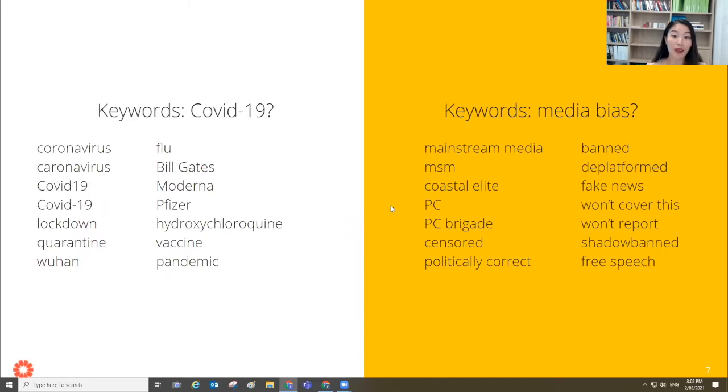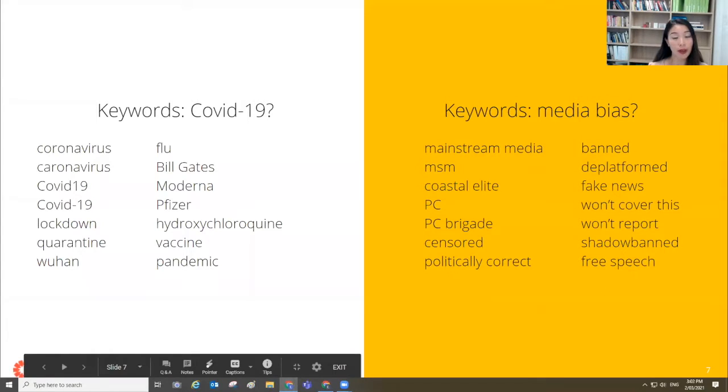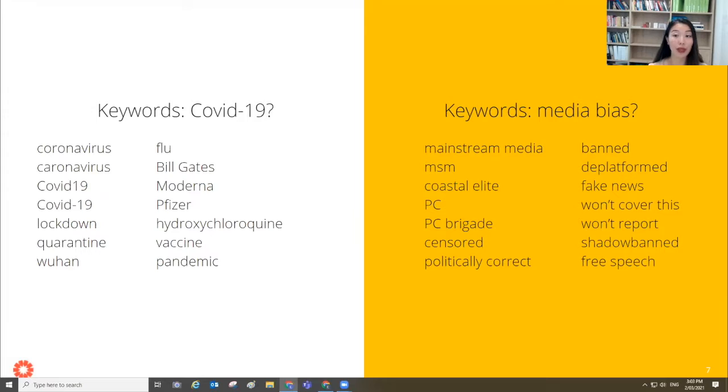And then we have, as comparison, keywords about media bias. So when people talk about the bias of media, they use words like deplatformed. They may use phrases like won't cover this or won't report. So we also need to think about phrases. Basically, in general, we need to think about the way people talk on the internet. And sometimes that can be a little bit different from how they talk in real life.